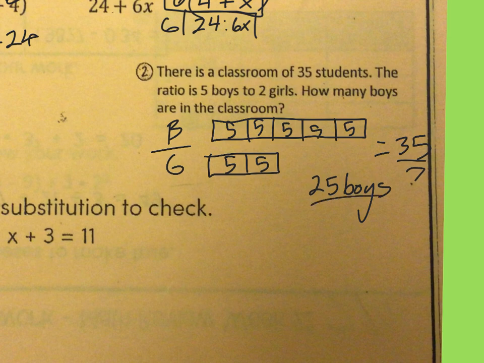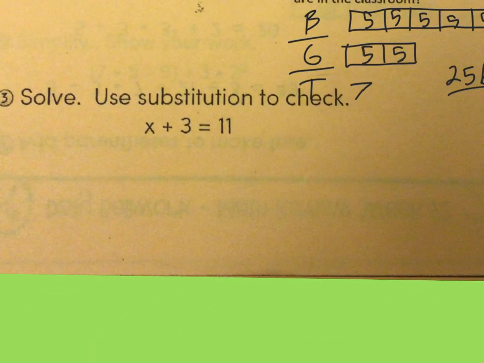The other way is you can set up a proportion, but just remember you need a total down here. So you can use the proportion, but that right there is probably the easiest and most obvious way to solve that problem. And again, it all stems on, it gave me a total. Let's take a look at number 3, use substitution to check.